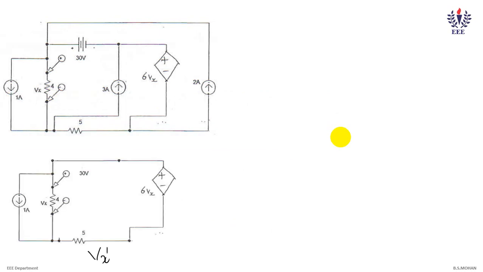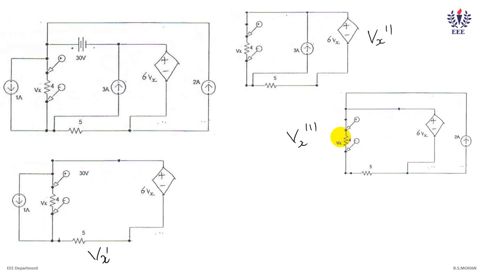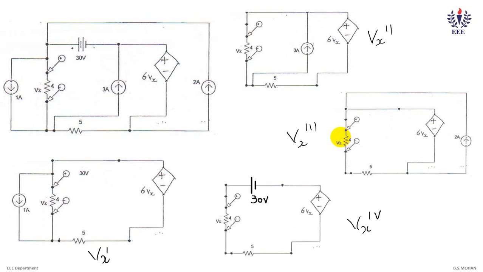One with respect to 1 amp, we call that Vx dash. Second step, with respect to 3 amperes, we call Vx double dash. Third step, with respect to 2 amperes, we call that Vx triple dash. And the last step, with respect to 30 volt, we'll call that Vx4 dash. Then we add all the voltages according to the given polarity, top positive and bottom negative, and we get the total voltage Vx. In this way you can see how we can break down the complex circuit into simple circuits.